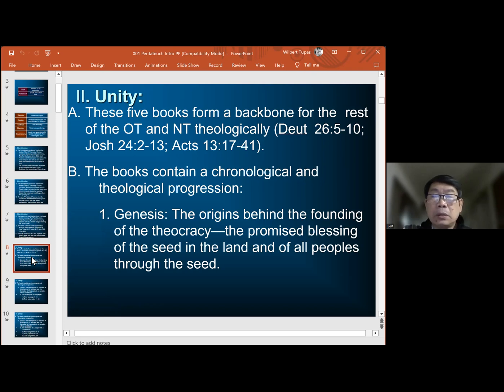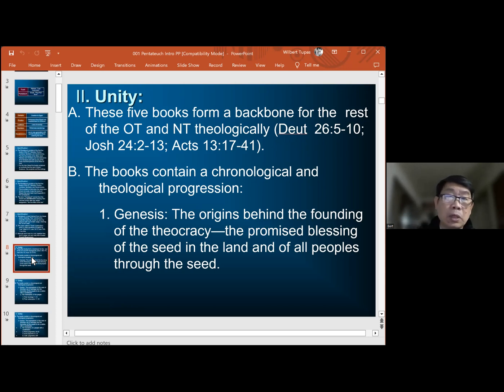So the Pentateuch is the founding of theocracy, the reestablishment of God's rule on earth. So true man over evil and over all creation.